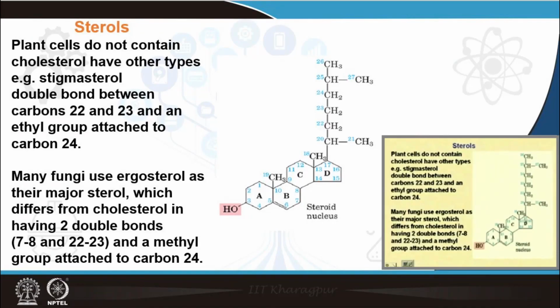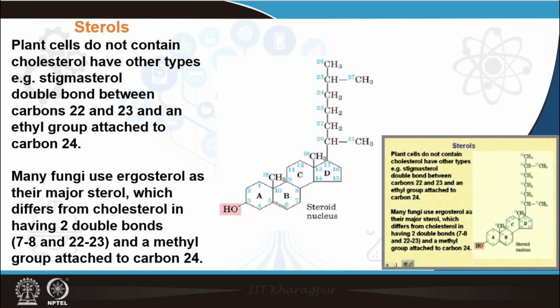Okay, so this is the basic structure of the cholesterol that I showed you in the previous slide, and the difference between cholesterol and what plants have, which is called stigmasterol, is that there is a double bond between 22 and 23 and an ethyl group attached to 24.